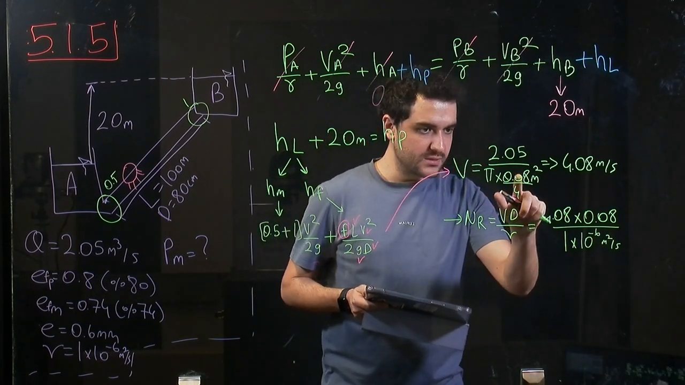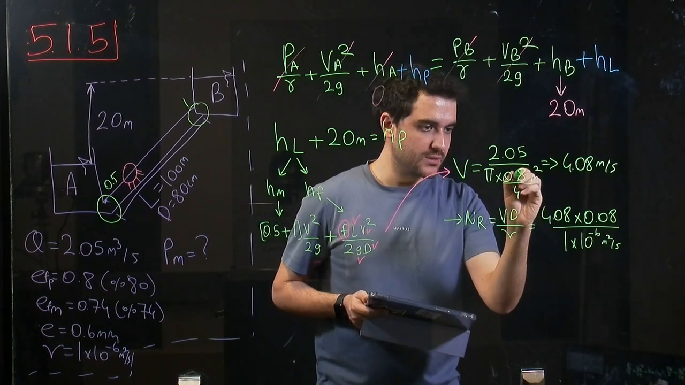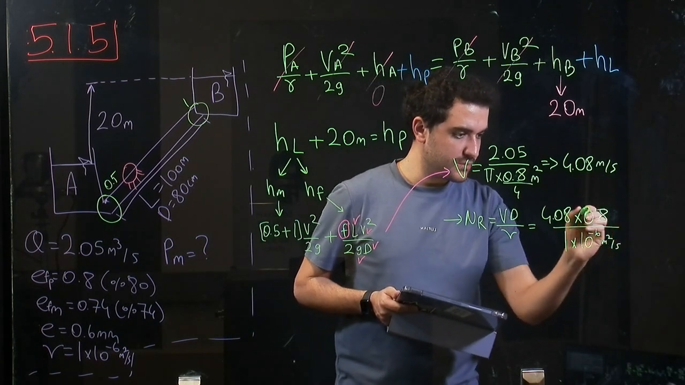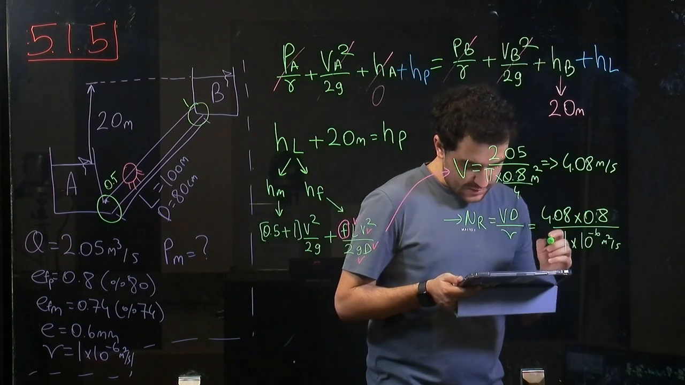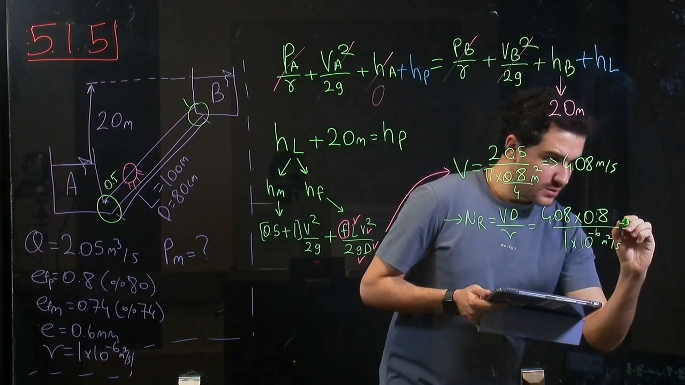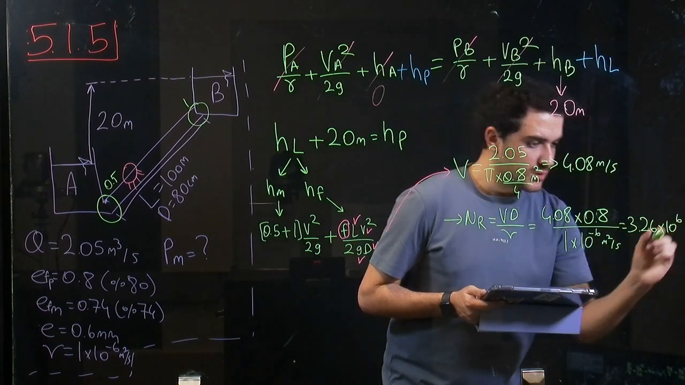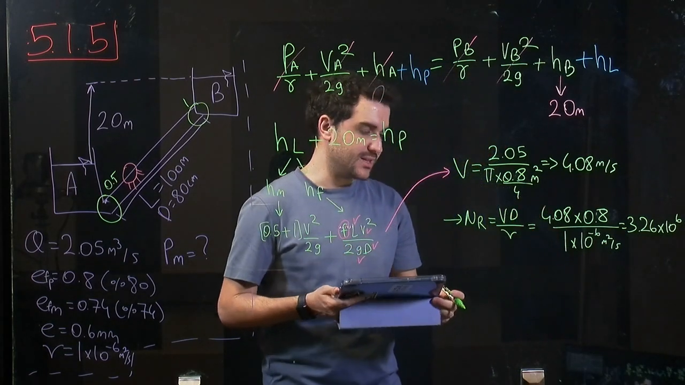Sorry, this is 0.8. This is also 0.8. And from here we will get 3.26 times 10 to the power of 6.